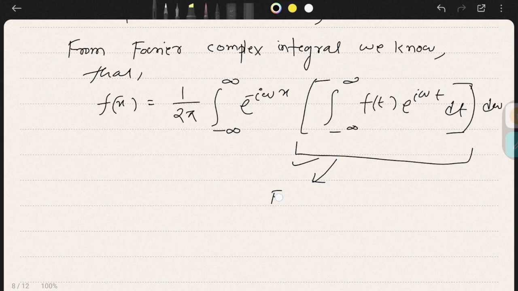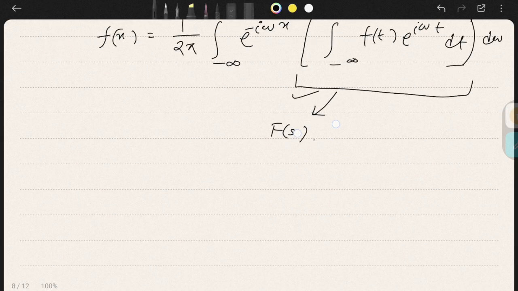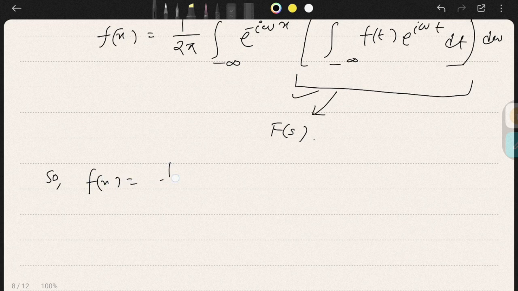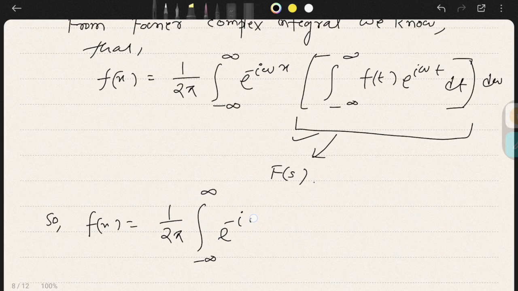Yes, this expression right here, let's write it differently. Let's say this is F(s). So f of x is equal to the integral of e to the minus i omega x times F(s) d omega.